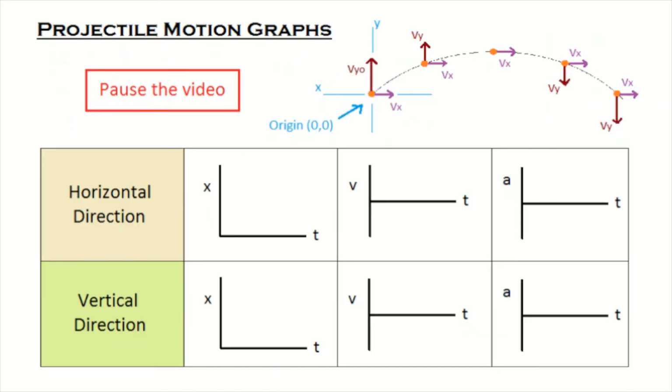Finally, I just want to talk through some graphs specific to this motion. We're looking at 6 graphs, 3 horizontal and 3 vertical. We're tracking position, velocity, and acceleration as functions of time. Consider our previous position A as the origin, 0, 0. If you want to pause the video and try to sketch these 6 graphs on your own, I'll talk you through them shortly.